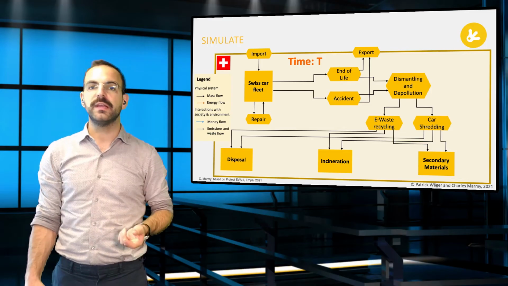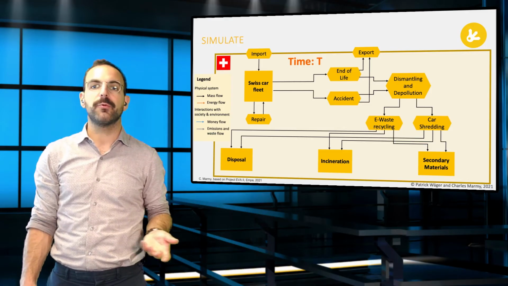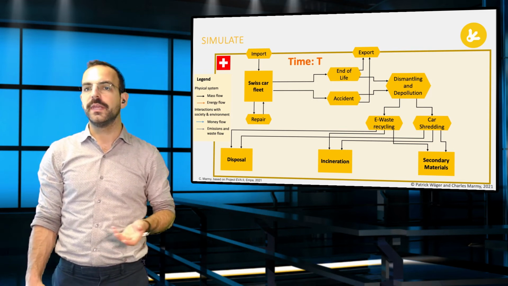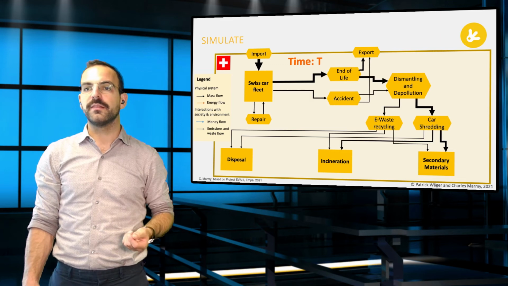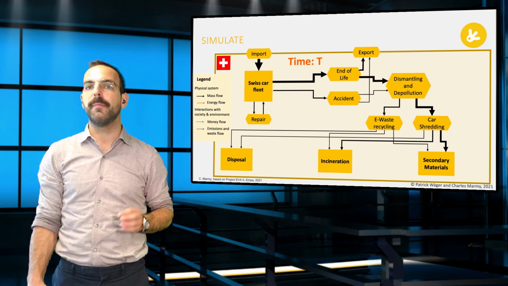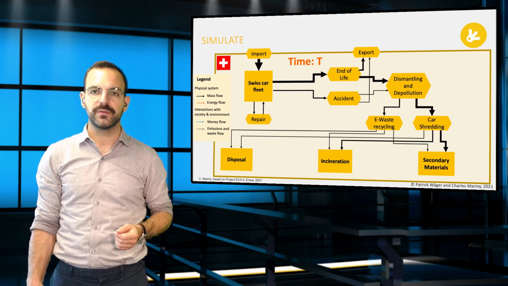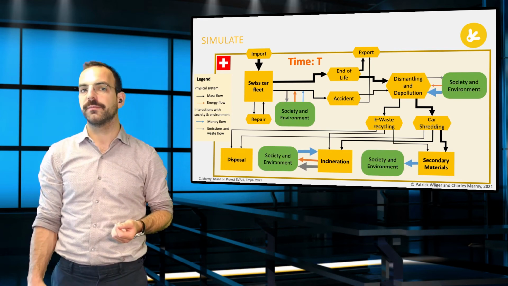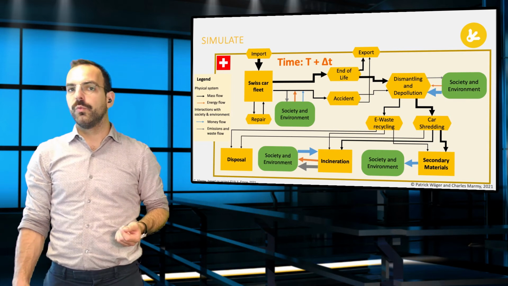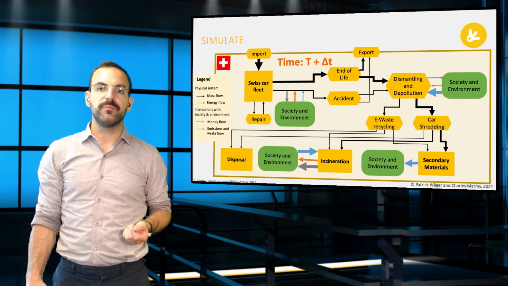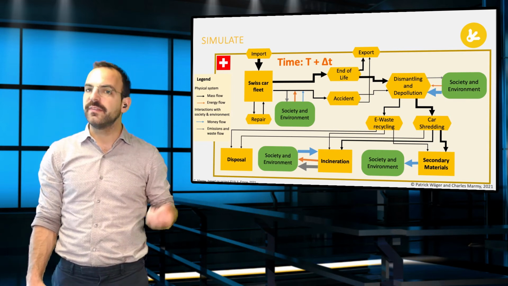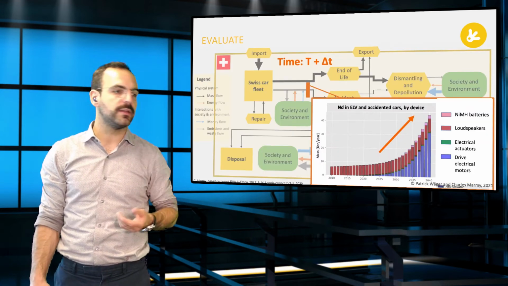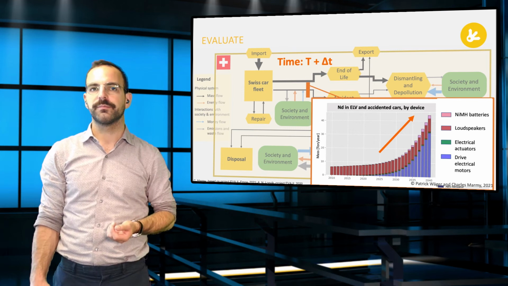We can now simulate the urban mine at a time t in order to characterize it. This allows us to obtain mass flows between processes and stocks, but also other flows linked to society and environment. We can then also simulate stocks and flows at time t plus delta t using the scenarios, and so simulating in the future, in the past, and so on.